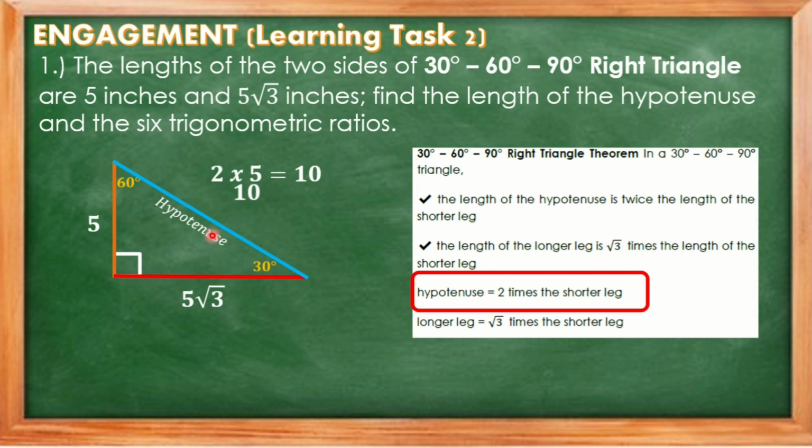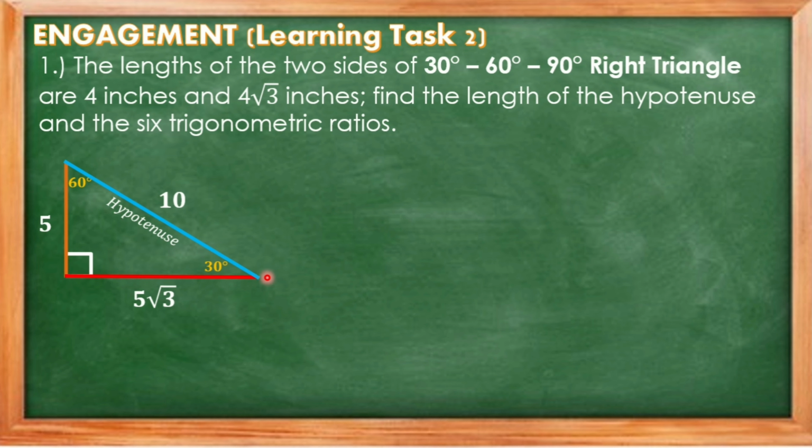Dahil kompleto na yung measurement ng sides ng 30, 60, 90 degrees right triangle natin, pwede na natin kunin yung 6 trigonometric ratios ng 30 degrees at saka ng 60 degrees. Okay, so unahin muna natin kunin yung 6 trigonometric ratios ng 30 degrees angle.